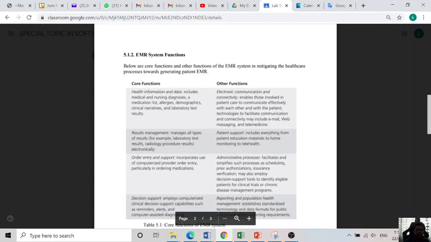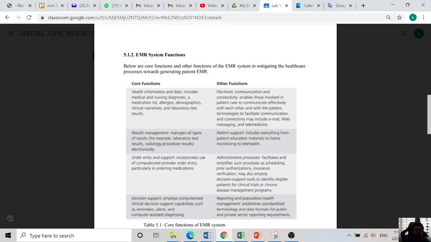The EMR system core functions are health information data, result management, order entry, and decision support. This is why we implement the EMR system in a healthcare organization. Why do we bother about the EMR system? So we want to keep up the health information data, and we want to manage the results. The EMR system is a tool to manage the results and a tool to manage the orders.